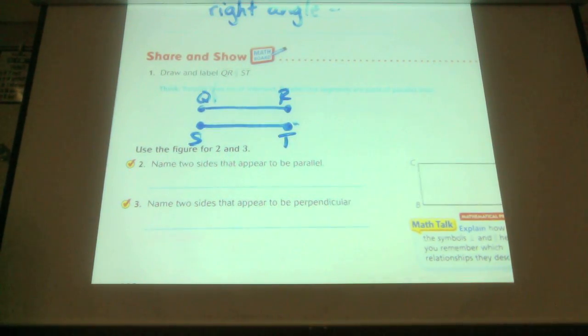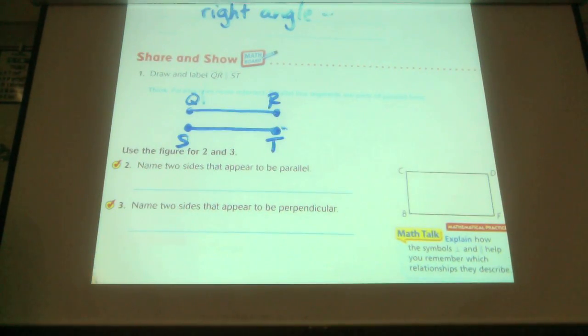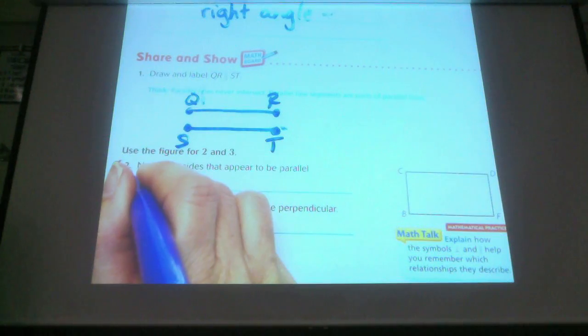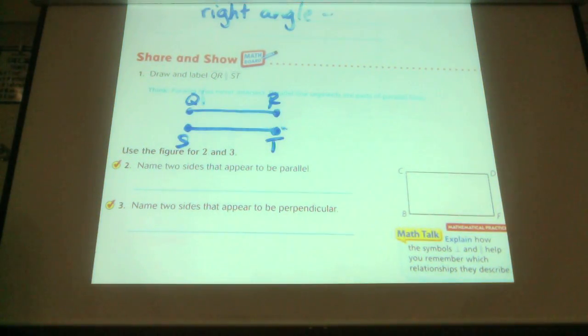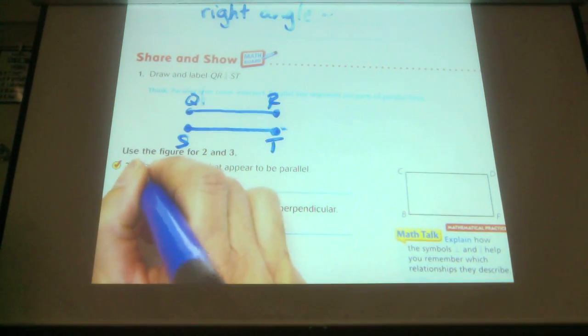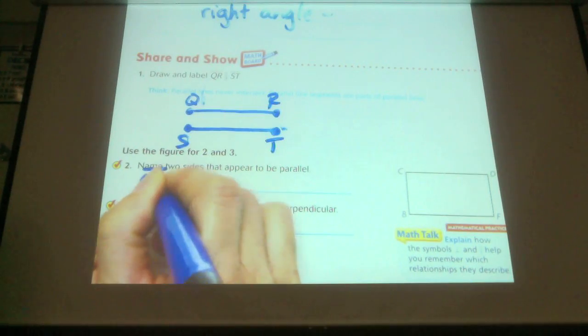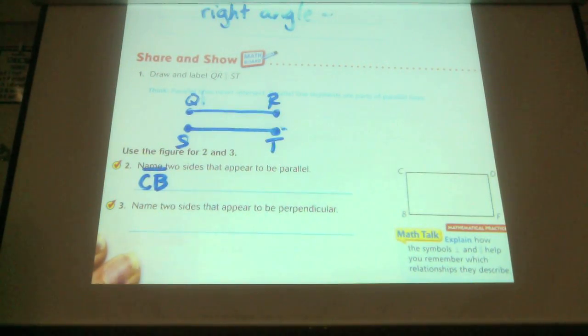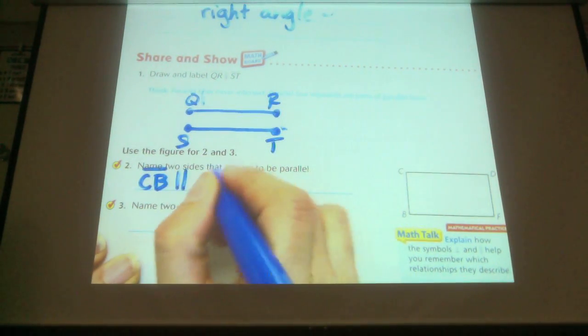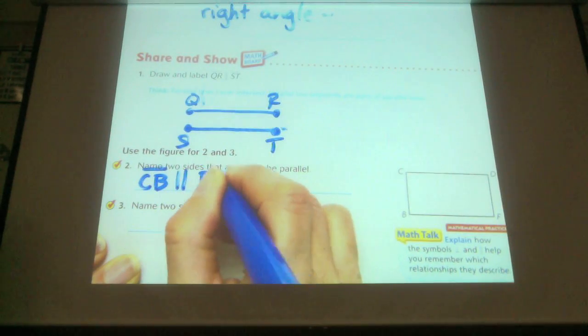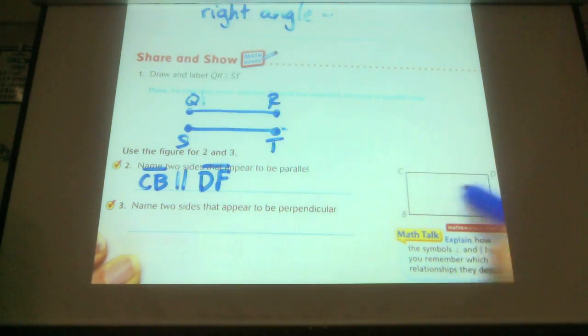All right, look at the figure over here. Name two sides that appear to be parallel. We don't know for sure, but they look like they're parallel. CB and DF. Okay, so segment, because they're segments, they're not lines. Segment CB is parallel to segment DF. And it shows you right here, CB and DF.